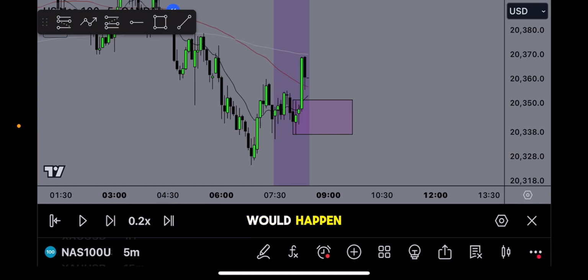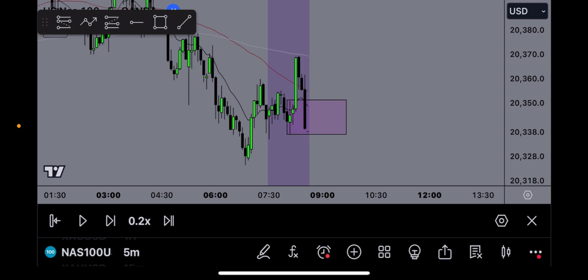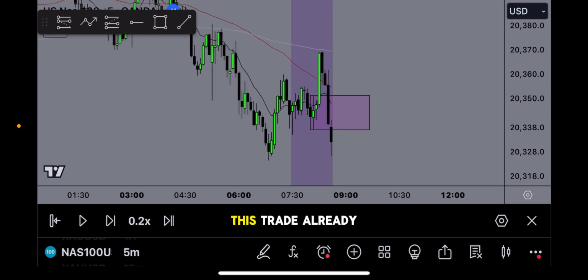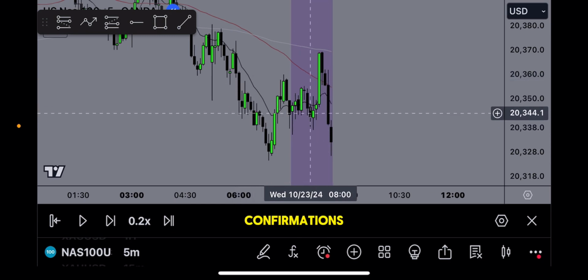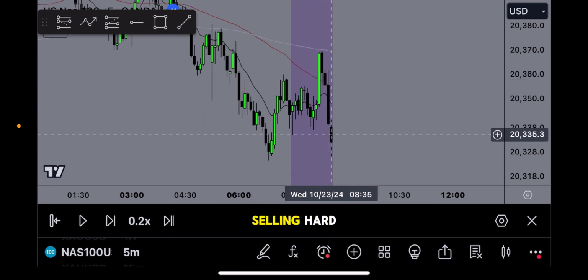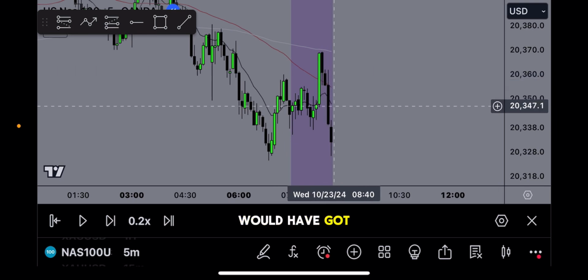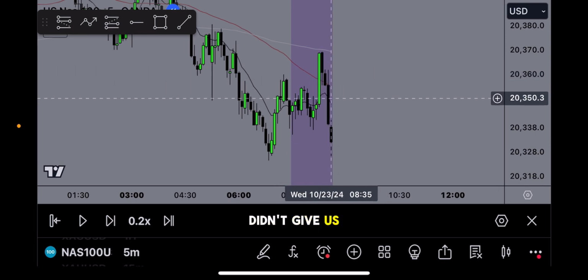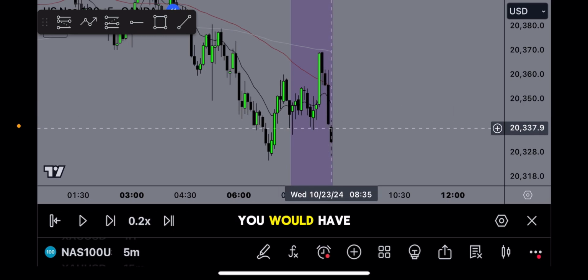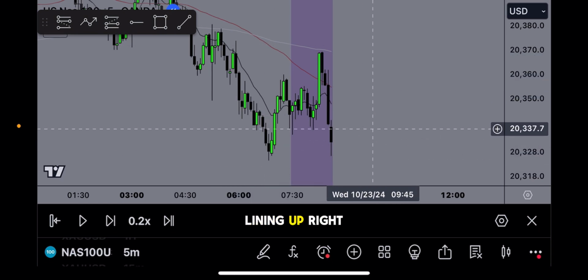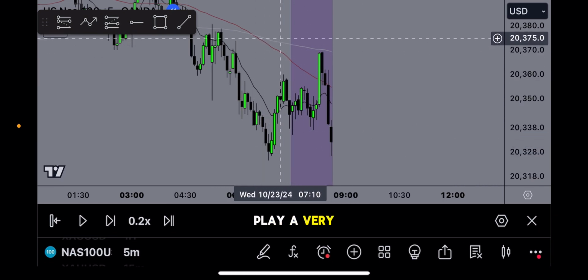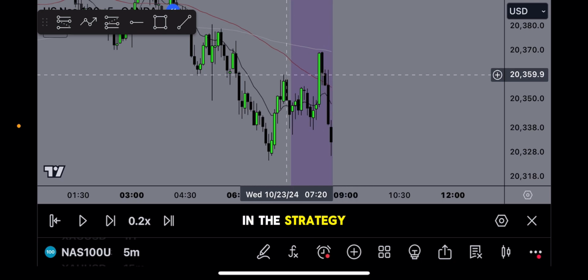Let's see what would happen. Boom, here price broke the zone. So once price broke the zone, this trade already becomes invalid. Boom, and guess what? Price began selling hard, even though it gave us these confirmations in this demand zone. Price is selling hard, and if you would have gotten in this trade, even though it didn't give us an entry candle, you would have lost some money. Why? Because the 3 MAs are not lining up, right? So that's why the 3 MAs play a very important role in this strategy.